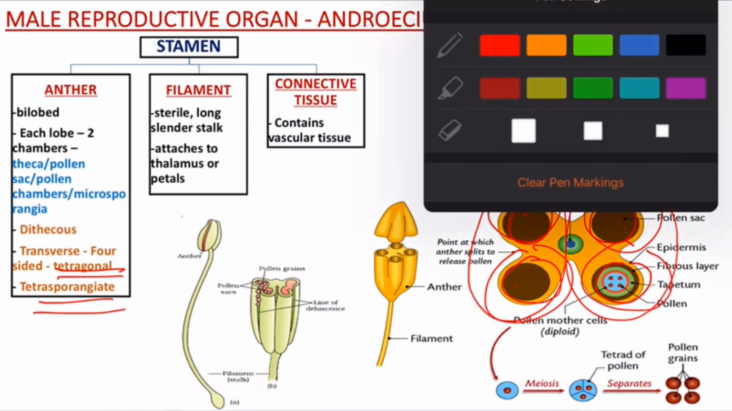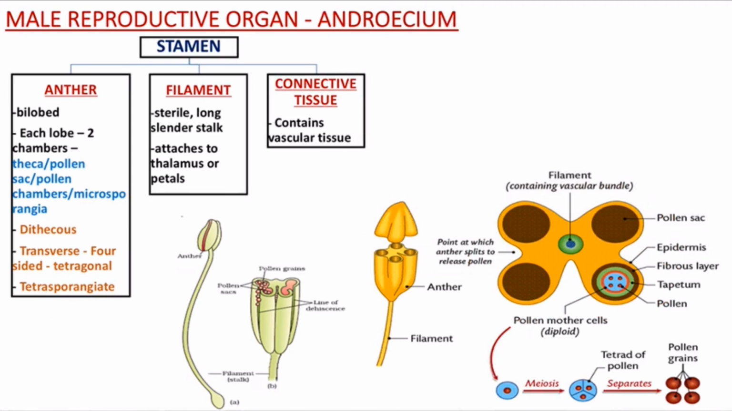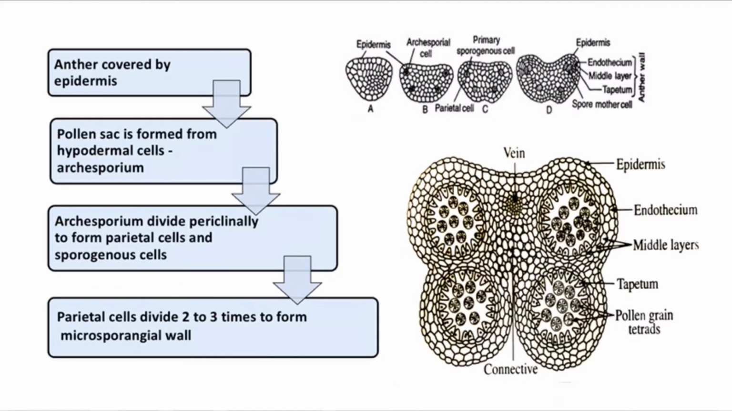Next, we need to see how the structure of anther will lead to the formation of the structure of microsporangia, right? Where the male gametophyte is going to be formed. But before learning the structure of microsporangia, I would just like to show you one slide where you can see how there will be a conversion of this anther to the microsporangial wall, right? So see, in this picture, picture A is of a young anther, right? In this young anther, you can see the first layer of the anther is made up of what?